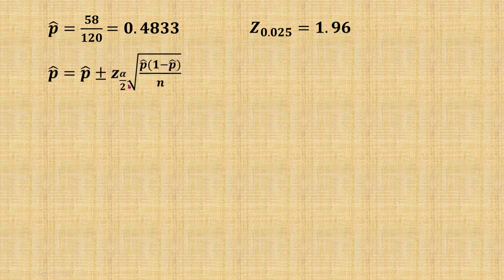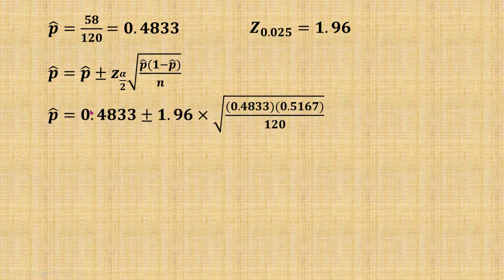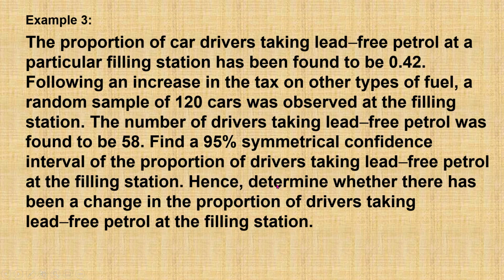Based on the formula of the confidence interval of the population proportion, now I'm going to substitute the values of p-hat, the value of Z, and 1 minus p-hat. So when I calculate, the interval is from 0.3939 to 0.5727. And based on this interval, now I'm going to determine whether there has been a change in the proportion of drivers taking lead-free petrol at the filling station.